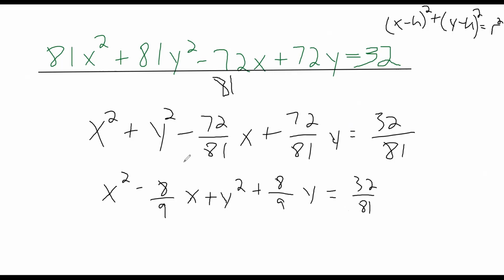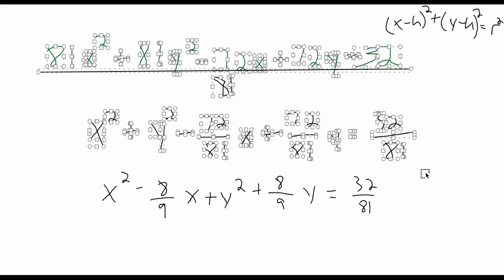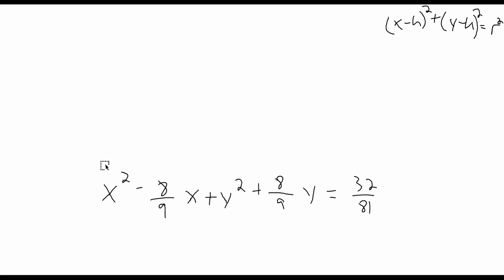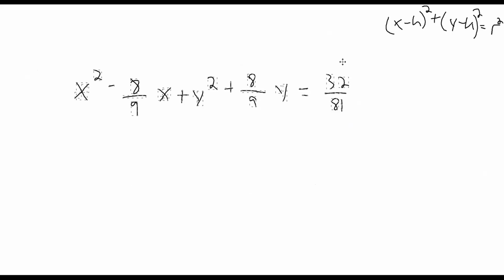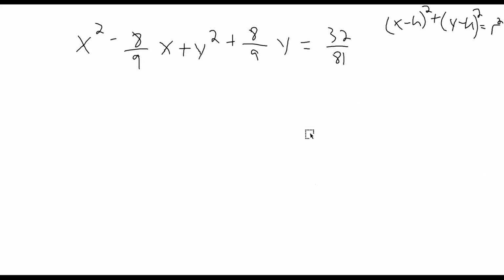All right, so now we got to go to another page because I'm running out of space. So we're going to say this is the step we're at now. We want to complete the square for the x's. Remember, completing the square is that process where we take half of the number that's in front of just your x term, in this case, x to the first.